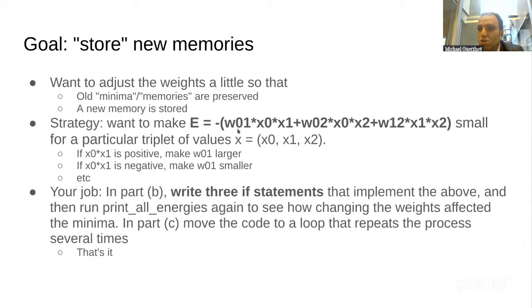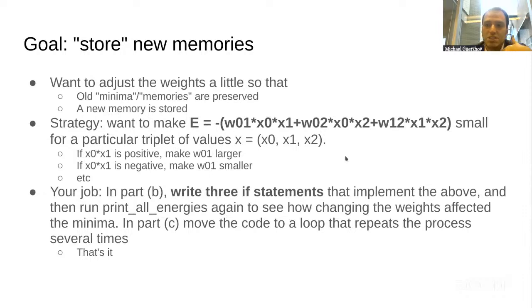So I want to decide: do I want to push W01 up by 0.1 or down by 0.1? I want to decide if I want to push W02 up or down. And I want to decide the same for W12. So this is literally 3 if statements. Just in the main block, write those 3 if statements and adjust W01, W02, W12 by either 0.1 or negative 0.1. And then in part B, I'm asking you to do that and then call print all energies again and show the effect of having adjusted W01, W02, W12 by just a little bit.